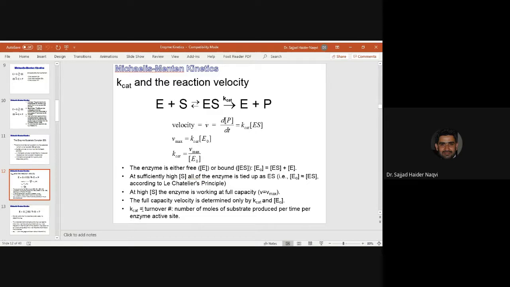So kcat can be termed as a turnover number. That means the number of moles of substrate produced per time per enzyme active site. So finally, what we concluded is that kcat is the turnover number, and the turnover number can be defined as the number of moles of substrate produced per time per enzyme active site. So this is how kcat is defined.